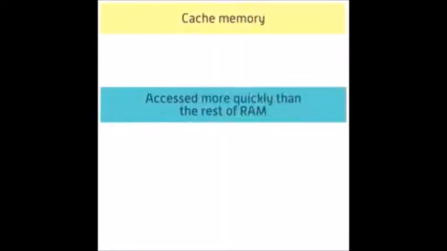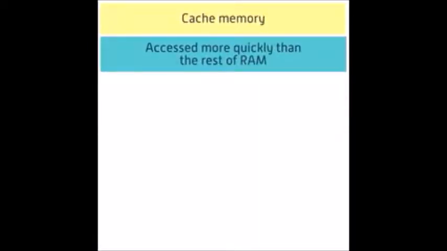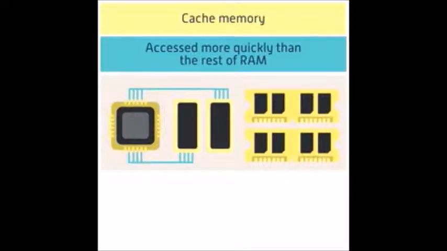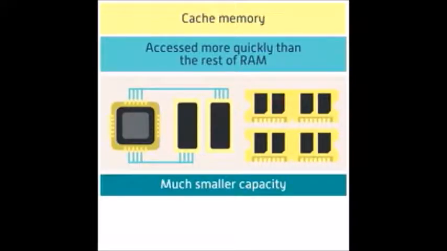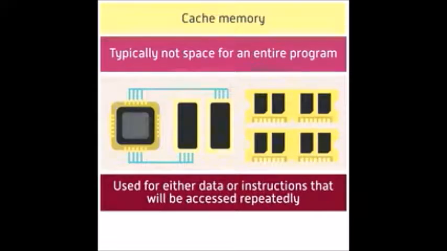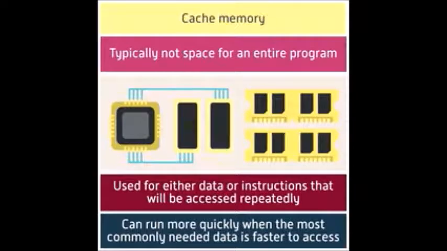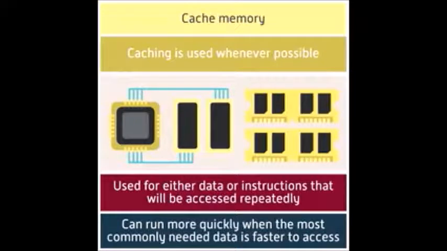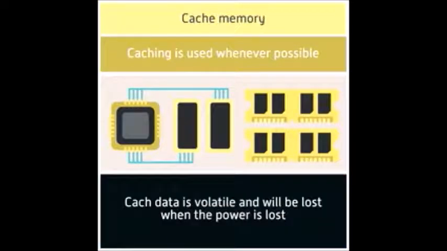Cache memory is a type of RAM that can be accessed more quickly than the rest of RAM. It's usually connected directly to the CPU, but is normally of much smaller capacity than the rest of RAM. Ideally, whole programs would be stored in cache memory, but there's typically not enough space for an entire program. Instead, cache memory is used for either data or instructions that will be accessed repeatedly. Programs can run more quickly when the most commonly needed data is faster to access. This is why caching is used whenever possible. Cache data is volatile and will be lost when the power is lost.